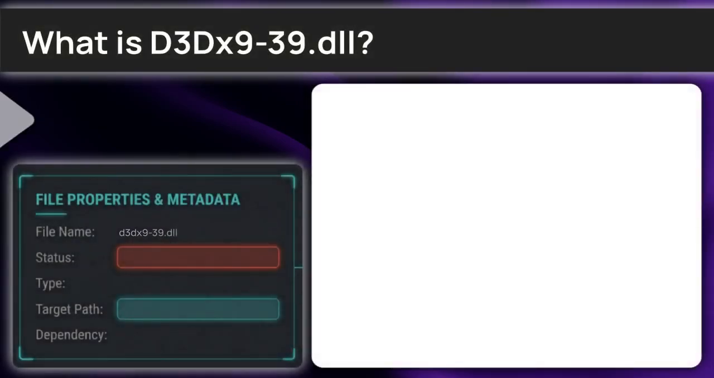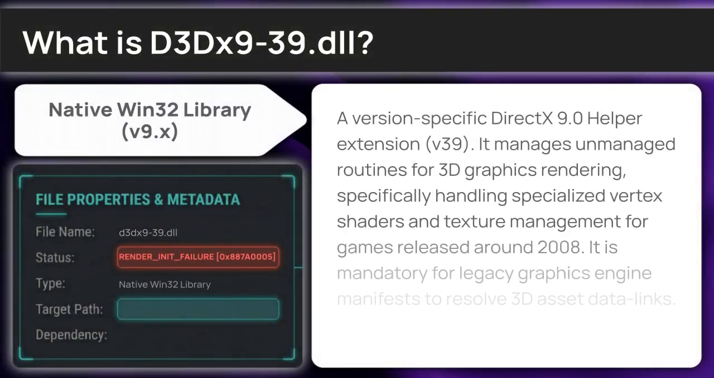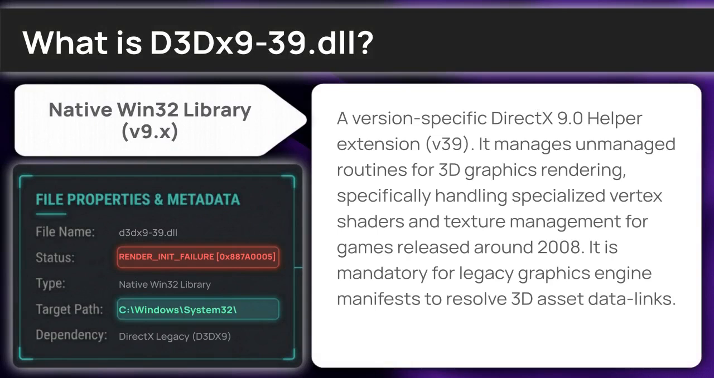This is the d3dx9-39, a version-specific DirectX 9.0 helper extension v39. It manages unmanaged routines for 3D graphics rendering, specifically handling specialized vertex shaders and texture management for games released around 2008. It is mandatory for legacy graphics engine manifests to resolve 3D asset data links. Now that you have the context, let's move into the repair process with a fresh installation.